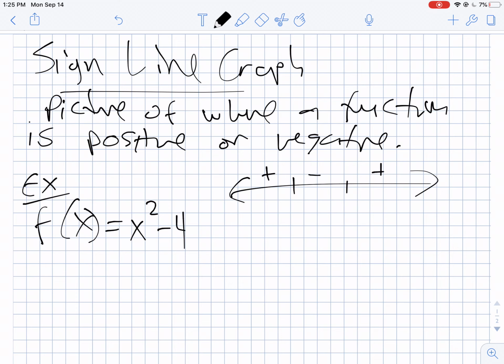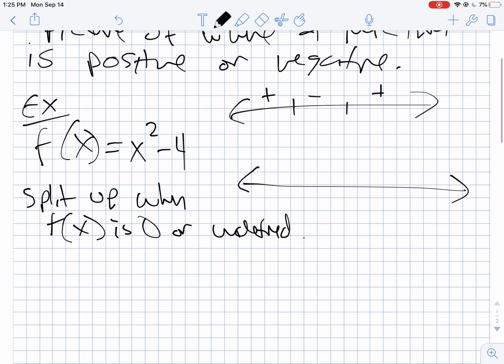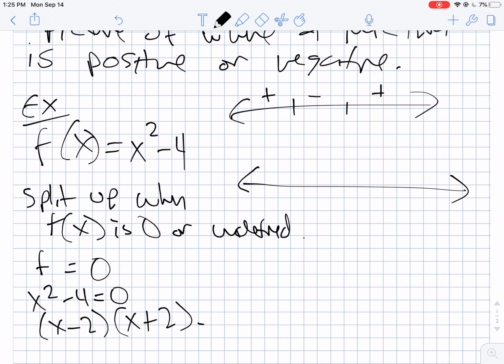So what we do is we first start by graphing this. We're going to split this graph up when your function is 0 or undefined. This isn't undefined anywhere, but it is equal to 0 when x squared minus 4 equals 0. We can factor that, or solve by square roots. So we split it up at 2 and at negative 2, because those are my solutions.